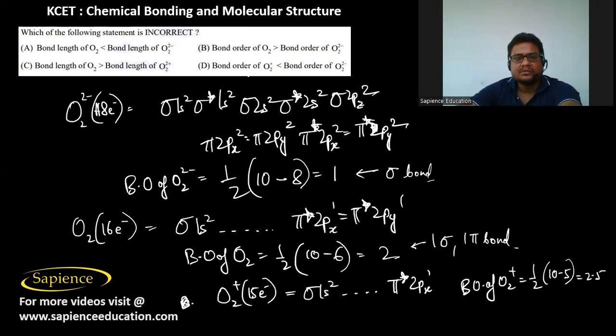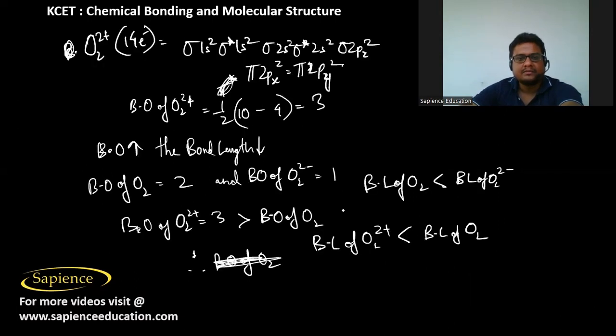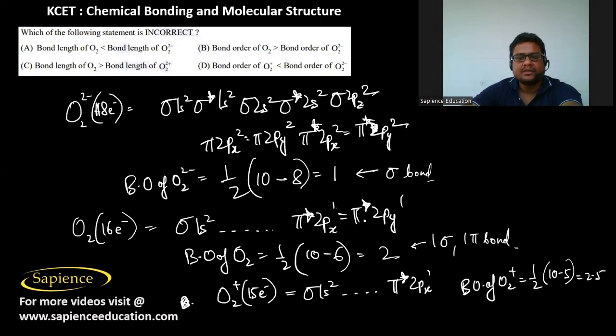But in option D, it is told the bond order of O2 plus, which is 2.5, is less than the bond order of O22 minus, which is wrong. Since the bond order of O22 minus is 1, which is obviously less than the bond order of O2 plus, which is 2.5. So option D is the correct answer, since it is the incorrect statement.